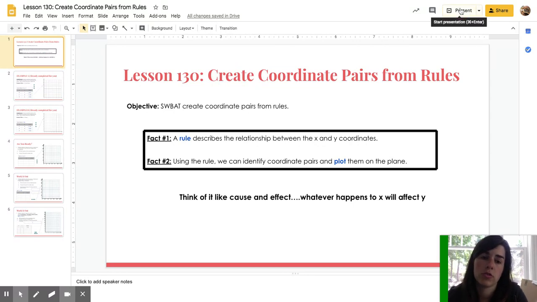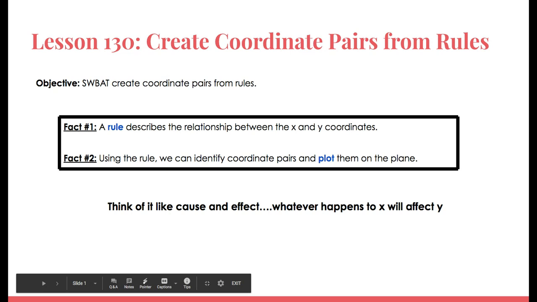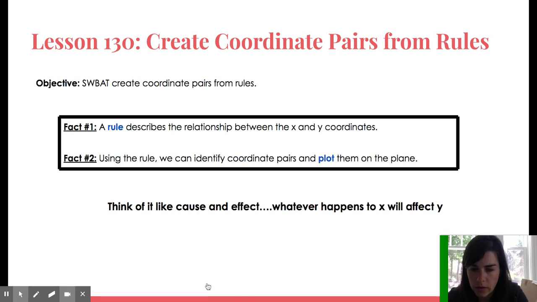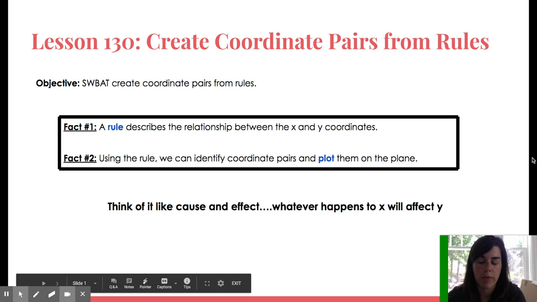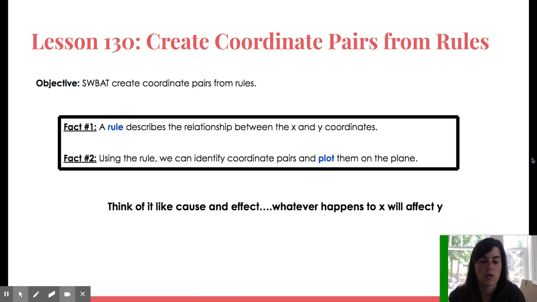Today we're going to be doing lesson 130, creating coordinate pairs from rules. So yesterday we talked about how to use rules to plot points on the coordinate graph.